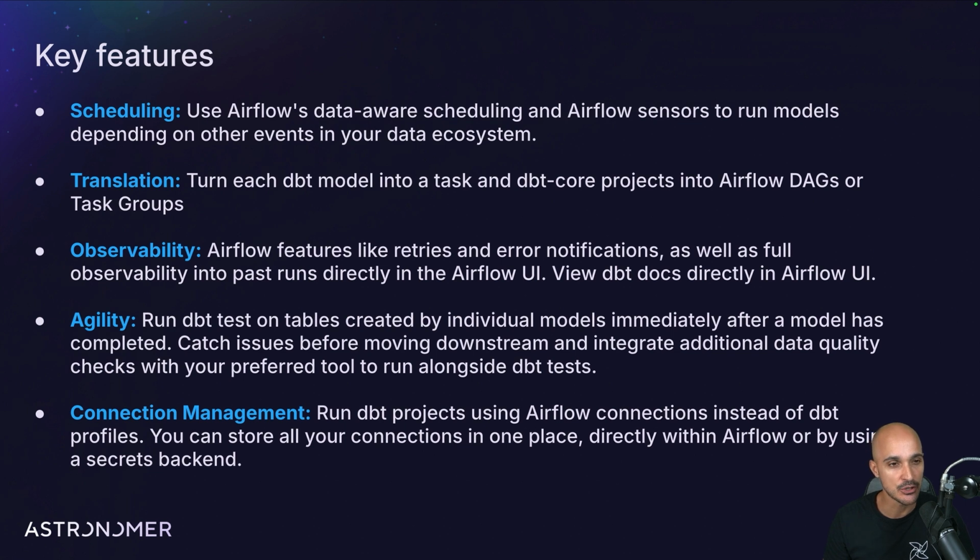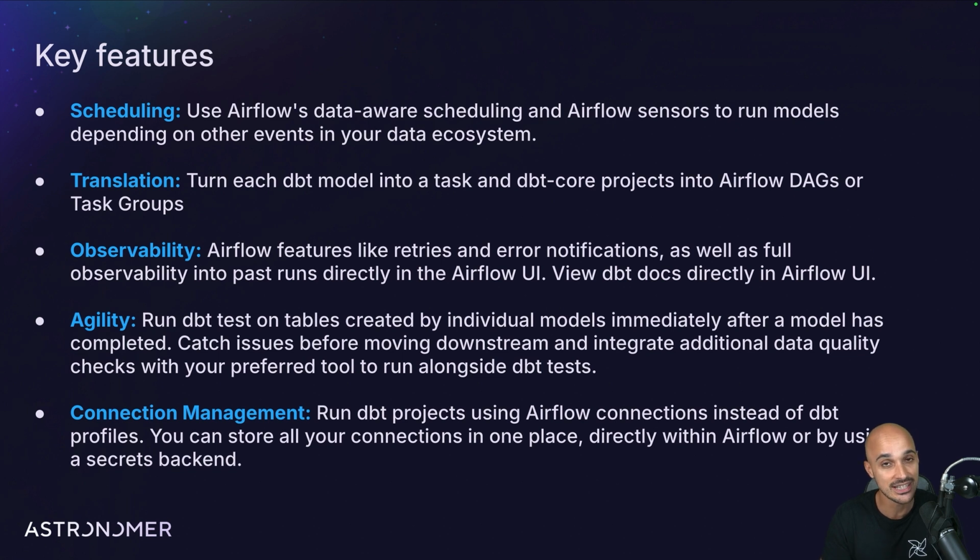Also, there are some key features, for example, scheduling, so you can use Airflow data-aware scheduling and Airflow sensors to run models depending on other events in your data ecosystem. Again, you can turn each dbt model into a task and dbt core projects into Airflow DAGs or task groups. Also, you have much more observability over any other methods because you have access to Airflow features such as retries and error notifications, as well as full observability into past runs directly in the Airflow UI, and you can view dbt docs directly in the Airflow UI.